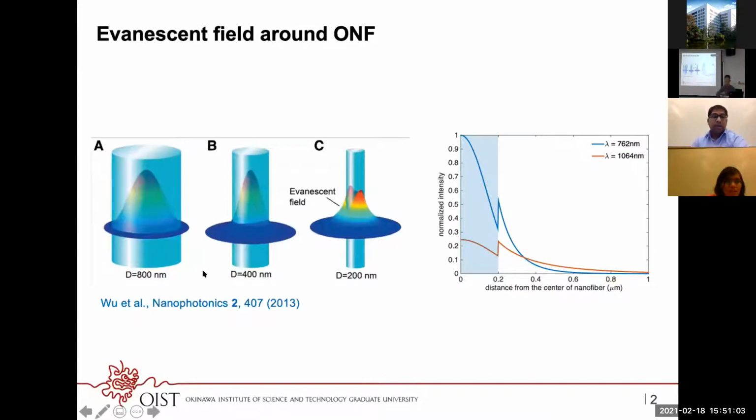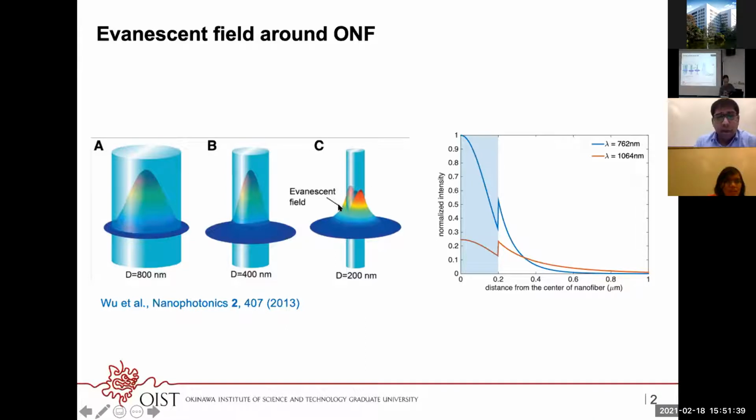In our case, the evanescent field depends on the polarization, the mode, and the wavelength of the light propagating through the nanofiber and the diameter of the nanofiber. For a fixed wavelength, as the diameter of the nanofiber decreases, more and more light propagates outside the nanofiber, and there is a larger penetration depth. It also means that for a fixed diameter, the longer wavelength decays further away from the nanofiber surface, while a shorter wavelength decays much quicker.